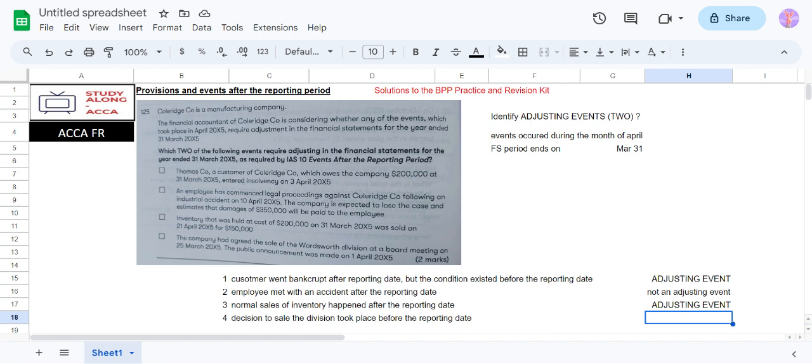There is a decision to sell some of the division that took place before the reporting date. The company had agreed the sale of the Wordsworth division at a board meeting on 25th March 2015. The public announcement was made on 1st April. So even if the decision was made, the sale has not taken place. And also the communication was made after the period end, after 31st March. On 1st April they made this announcement, and also this has not taken place before the reporting period. So this is not an adjusting event. So first and third should be our answer.